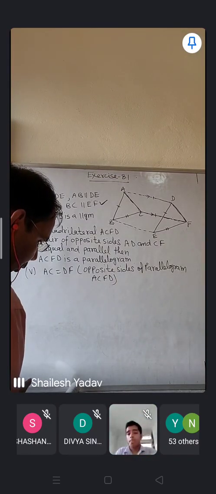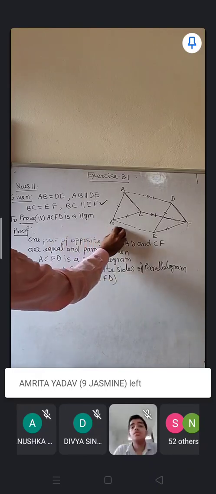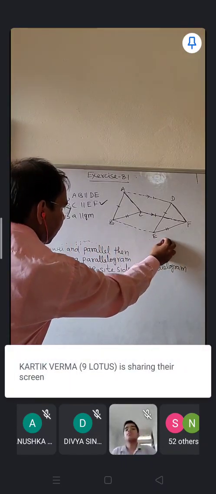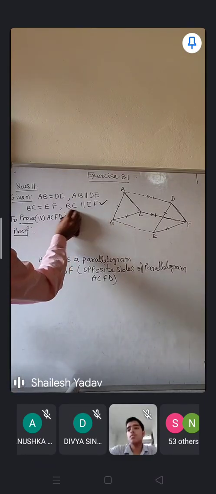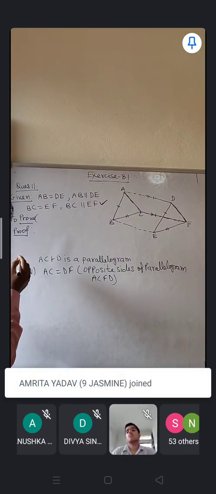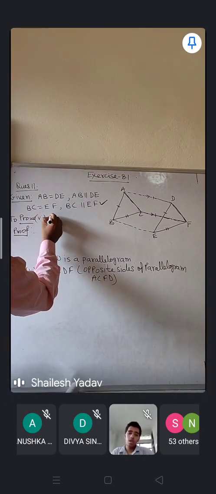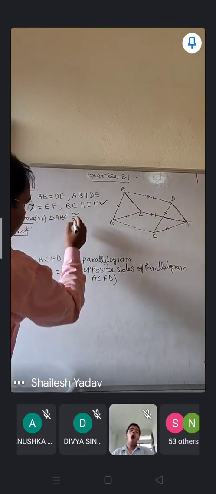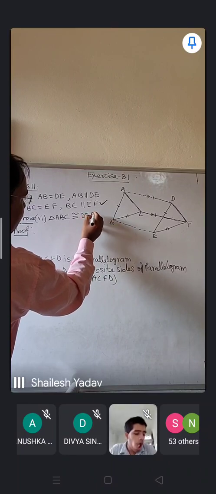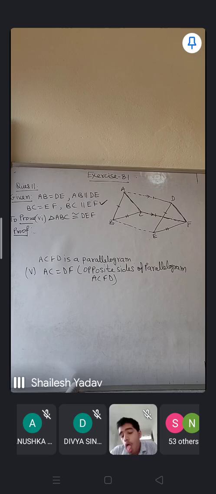And in the sixth part, you need to prove two triangles congruent. Okay, so now I am going to erase that. And here I will write what you need to prove in the sixth part. In the sixth part, you need to prove that triangle ABC is congruent to triangle DEF. So you need to prove that triangle ABC and triangle DEF are congruent.